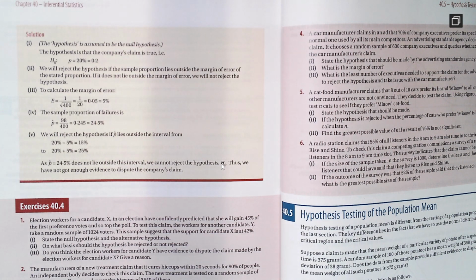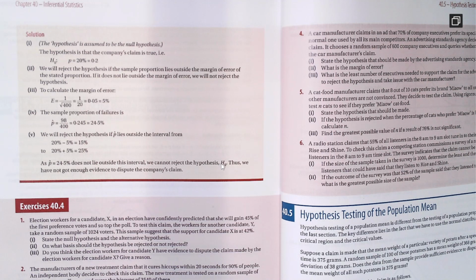Now we calculate the margin of error: E equals 1 over square root n. With n equals 400, that is 5%. The sample proportion of failures, P hat, equals 98 over 400, which is 24.5%. We will reject the hypothesis if P hat lies outside the interval. The interval is 20% minus 5% to 20% plus 5%, so 15% to 25%. And 24.5% lies within 15% and 25%.